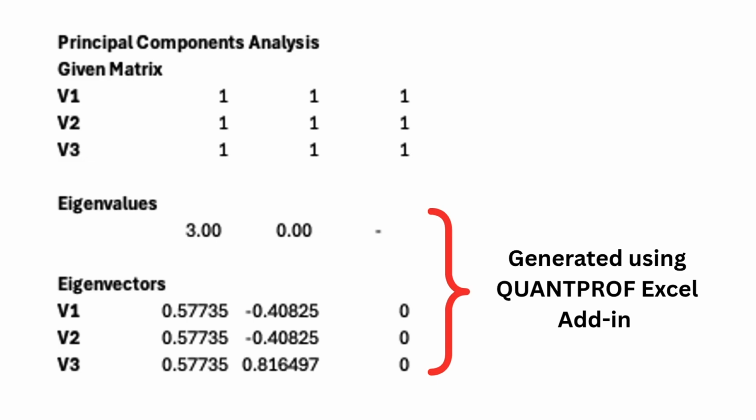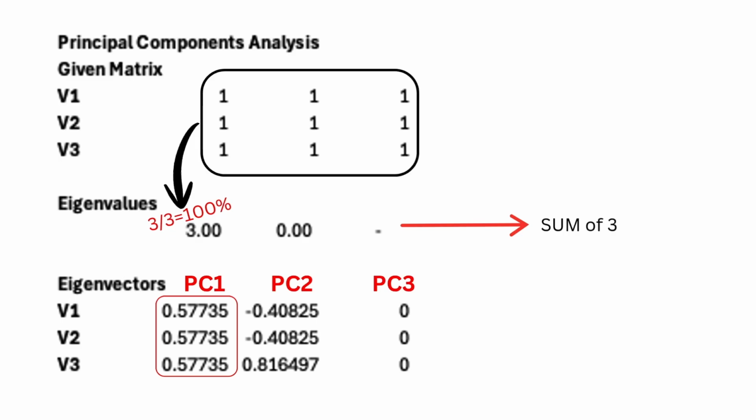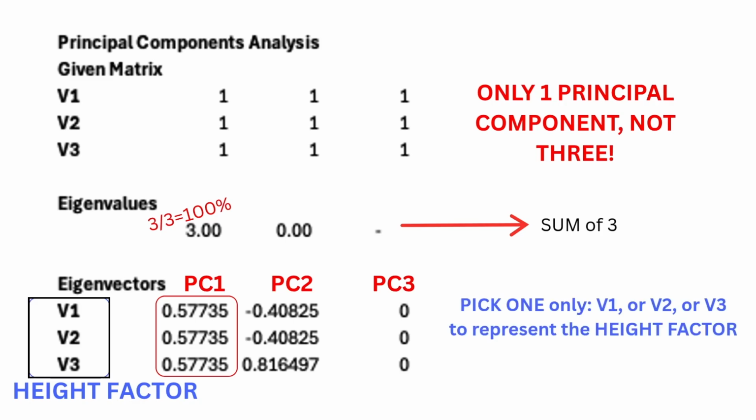And here we see that only one principal component explains 3 out of 3 or 100% of the variation of the correlation matrix. That means there's only one component rather than 3, which we can think of as the height factor if we think of factor analysis. Or if we think of variables, we can pick any one of the 3 variables to represent the height factor.